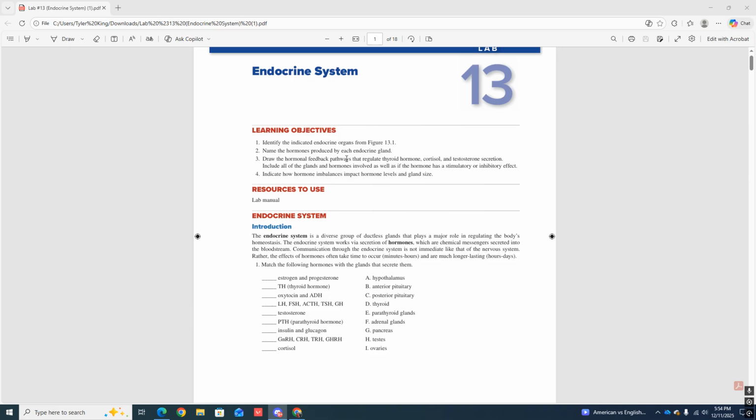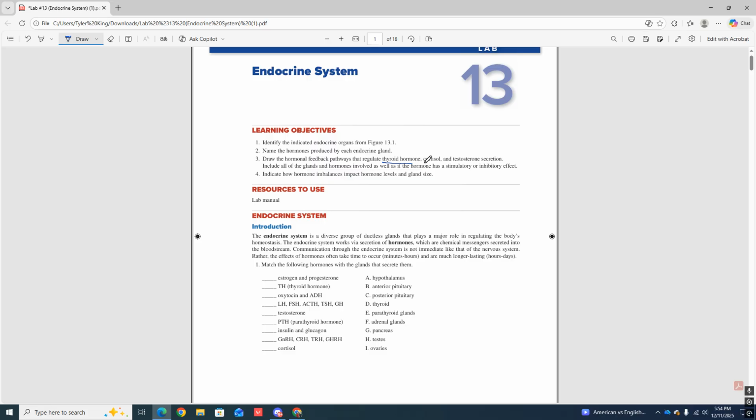Draw the hormonal feedback pathways that regulate the thyroid hormone. These are the big 3 hormones: thyroid, cortisol, and testosterone. Those are the 3 big ones we want you to know. We have a lot of other ones here, but the 3 you should really hone in on are so you know what happens if the release of those hormones goes down or goes up. And then indicate how hormone imbalances impact hormone levels and gland size.